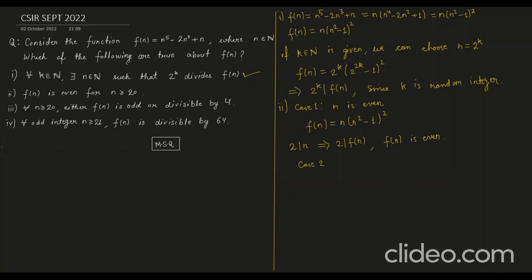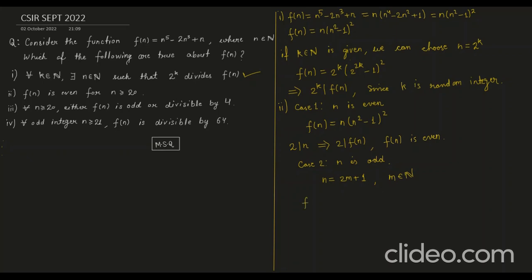What is case 2? n is odd. When can n be odd? For n to be odd, we know that any odd integer can be written in this form, right? Because of the division lemma, any odd integer leaves remainder 1 when divided by 2. So it can be written in this form, 2m plus 1, for some natural number m. So n equals 2m plus 1.